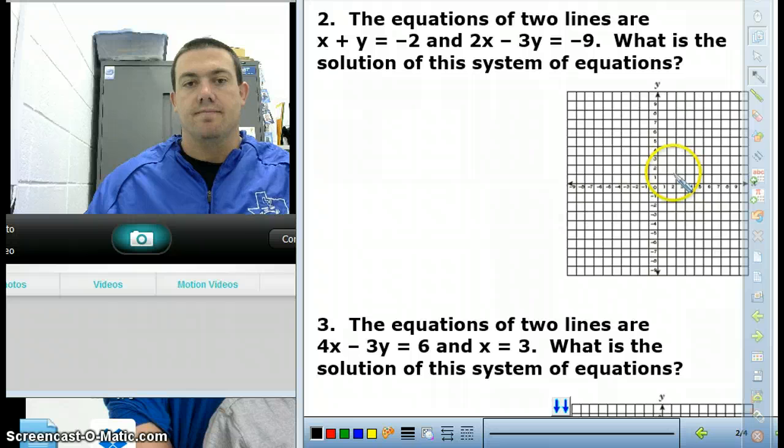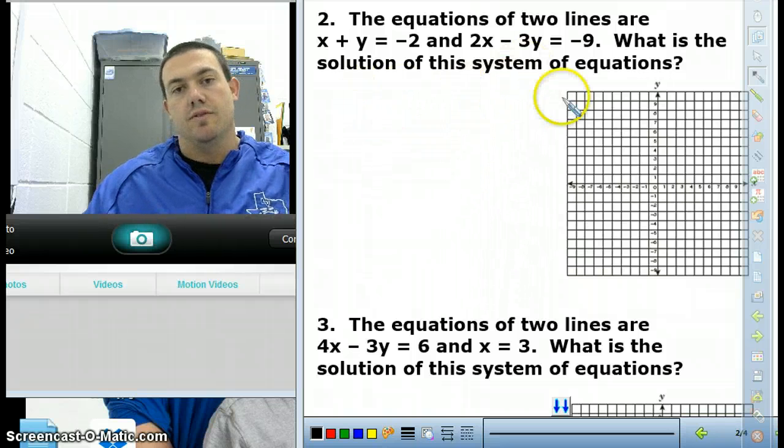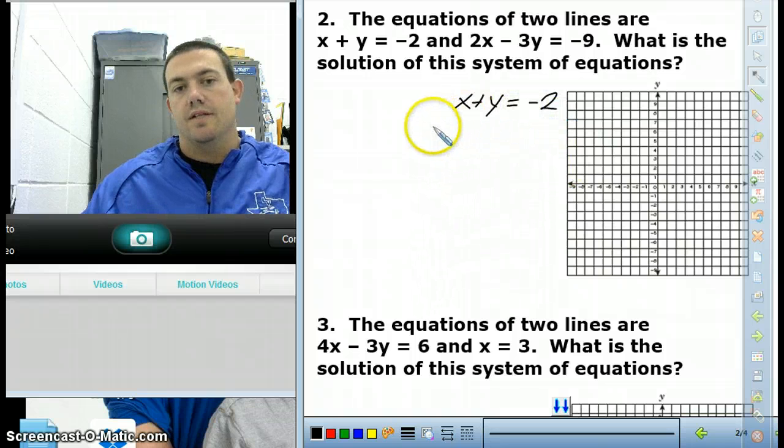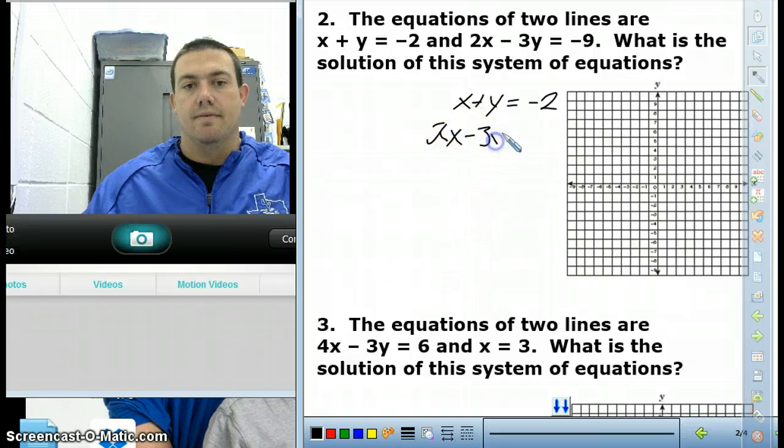Well, I have a different method. I can use these equations just like they look, no solving for y, and I can plug them in my calculator. My calculator will do all that work for me. So what I want to first do is list these two equations right on top of each other. Our first equation is x plus y equals -2. And then our next equation is 2x minus 3y equals -9.